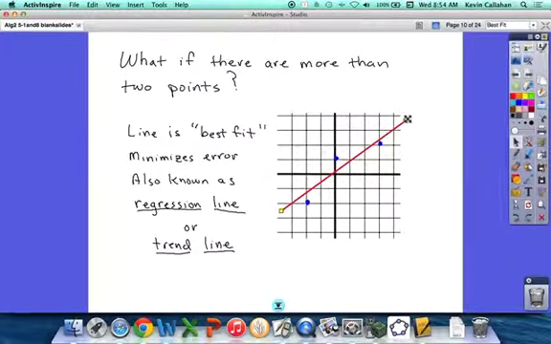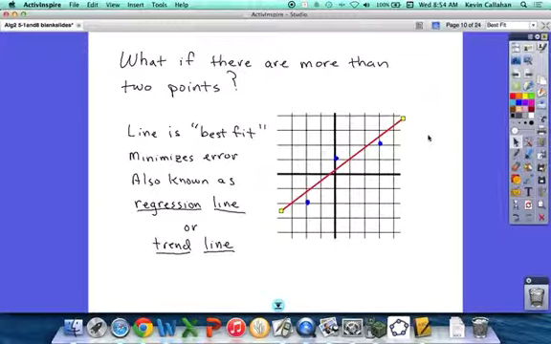It's still trying to draw a line through it, but exactly where does that line go? It's somewhat of an approximation. You try to make it the best line you can that goes through what looks like the middle of the data. That line, when we come up with it, is called the line of best fit.